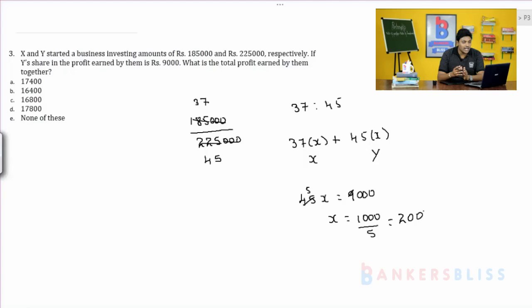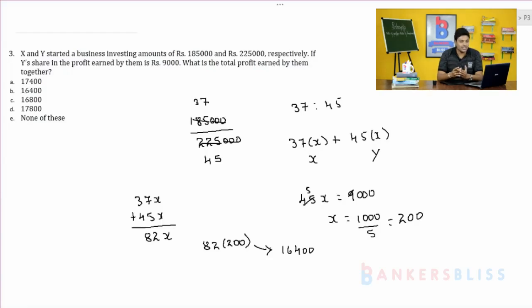But now we have to calculate the total profit earned by them. So, the total profit earned by them will be 37x plus 45x. 7 plus 5 is 12, 1 carry, so 82x. 82 into 200: 82 2s are 164, and you write 00 on the right side of 164. So, the total profit earned by them is 16,400. Option B is the right answer.